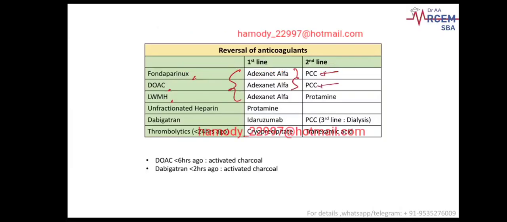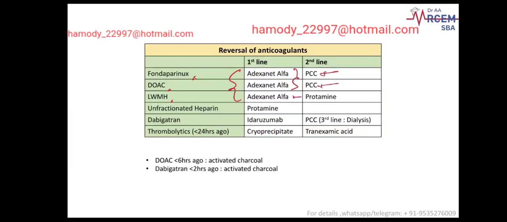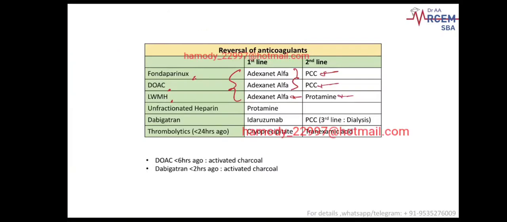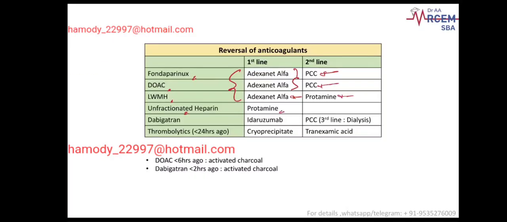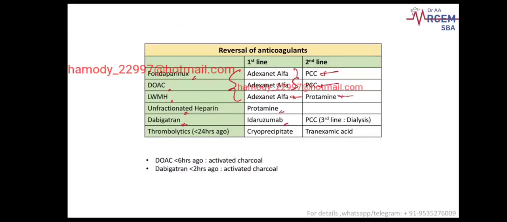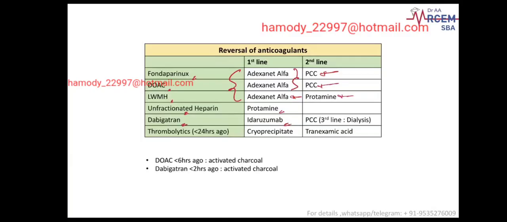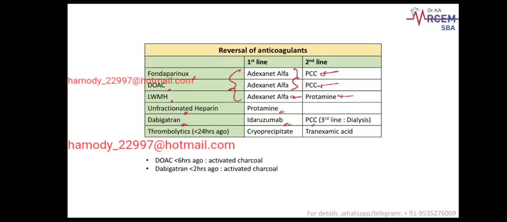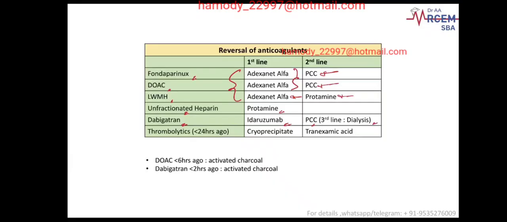Second line of antidotes will be PCC, whereas for low molecular weight heparin, the second line of antidote will be protamine sulfate to reverse it. Unfractionated heparin, protamine sulfate. Dabigatran, idarucizumab. Remember, multiple times tested in the exam. If that is not effective, then you can give prothrombin complex concentrate. If that is not effective, dialysis will be required.